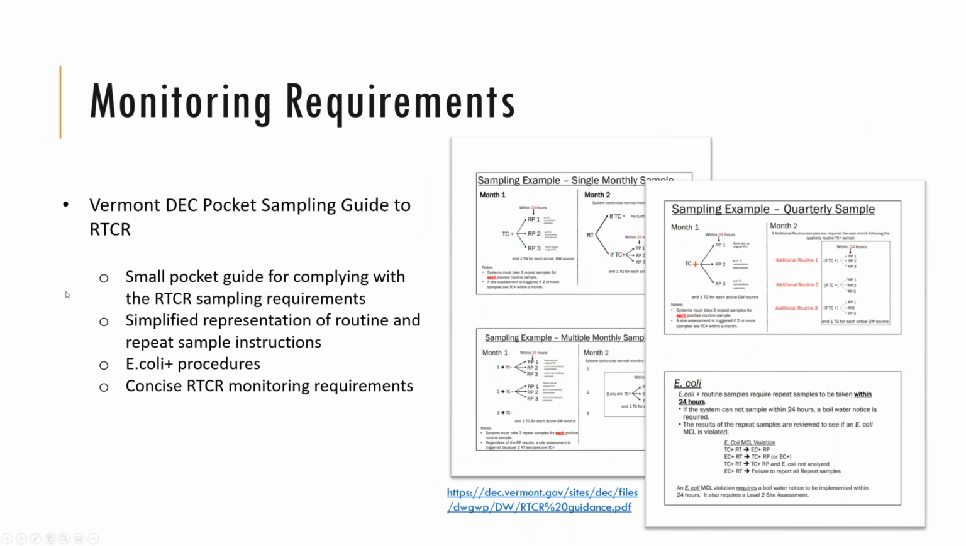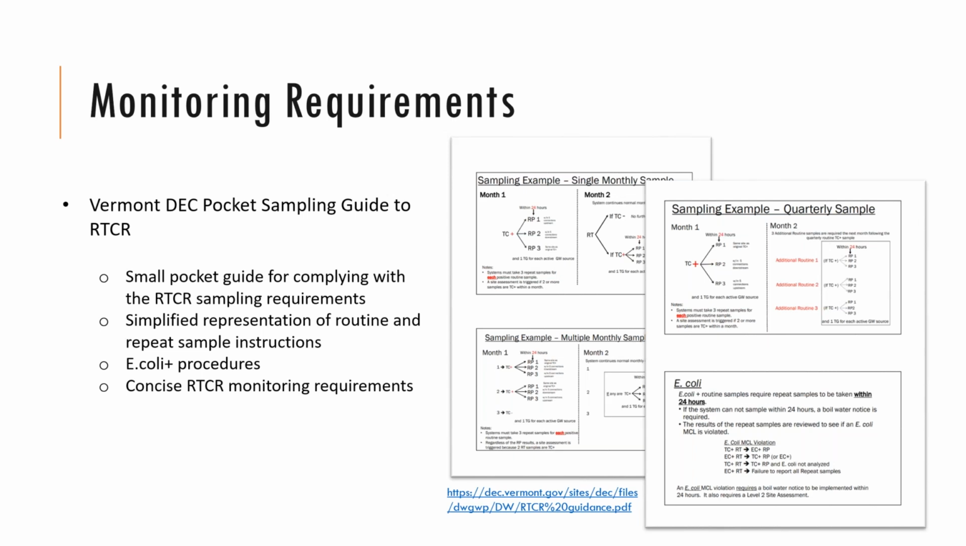Another handy resource which I found were these pocket sampling guides from Vermont Department of Environmental Conservation. This is a 4-page fact sheet which includes the routine and repeat sampling requirements represented in a very compact form so that they can be easily carried around. The sampling guide also includes instructions for when there is an E. coli positive routine sample, as well as concise monitoring requirements under the RTCR.